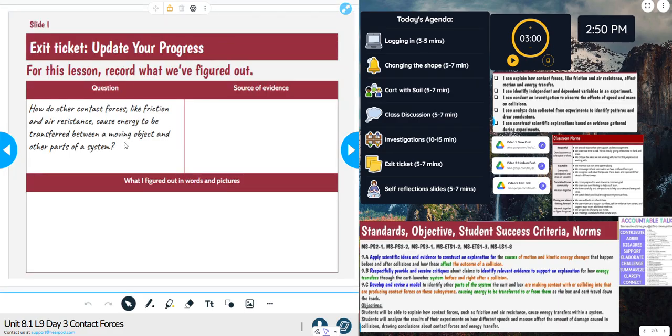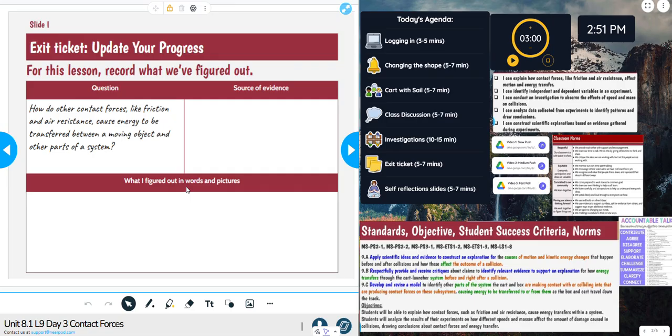On this slide, we want to do the exit ticket, add in those other contact forces like friction and air resistance. How is that causing energy to be transferred out between a moving object and the other parts of the system? So what have we figured out? Use your source of evidence. Where did you find it? What investigations, videos, etc.? And then in your own words, what did you figure out?